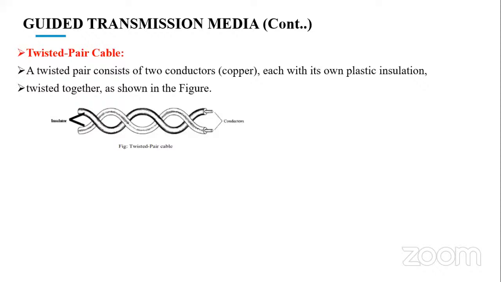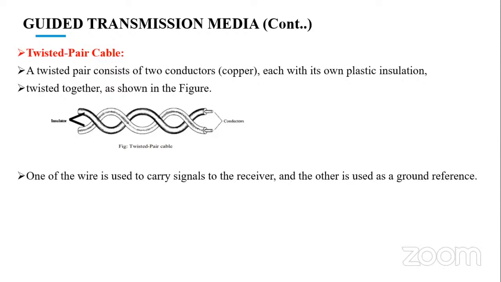It is very interesting that the more twists you make, the more it will increase the quality of transmitting the signals. It's a very interesting one. Why do we need to twist those two copper wires? We will see. We have two copper wires now in twisted pair cables. One of the wires is used to carry signals to the receiver. From sender to receiver, one wire will carry the signals. Whereas the other wire is used as a ground reference. What do you mean by that?